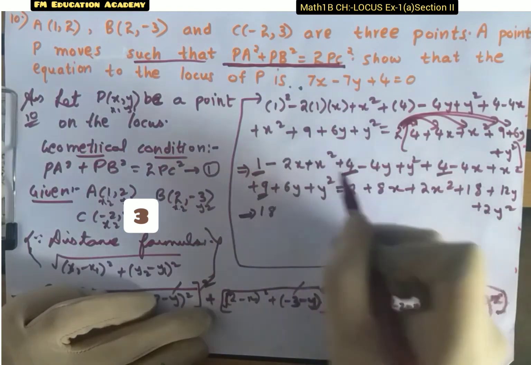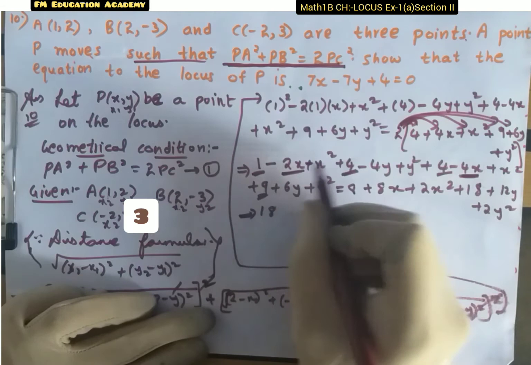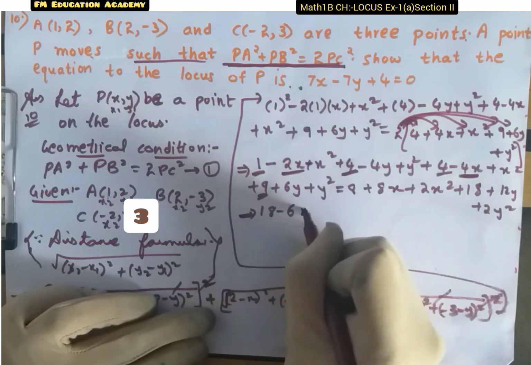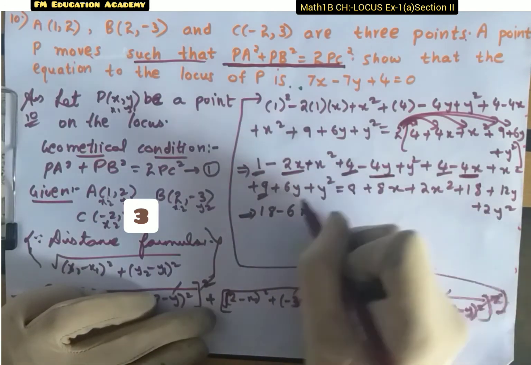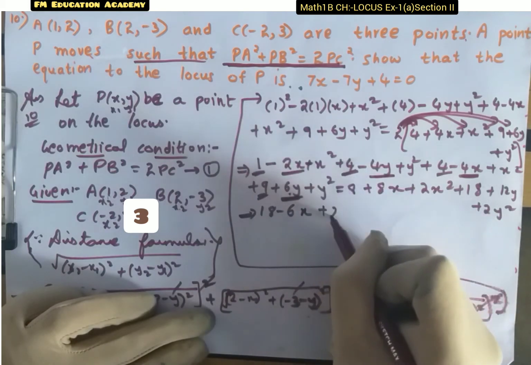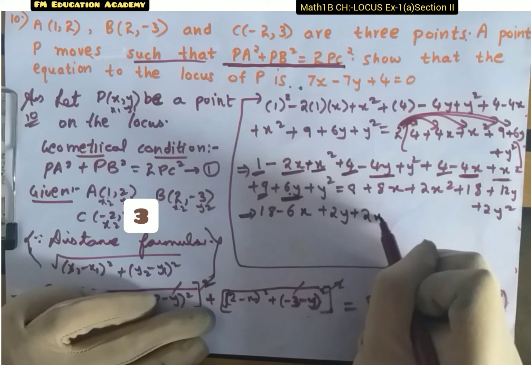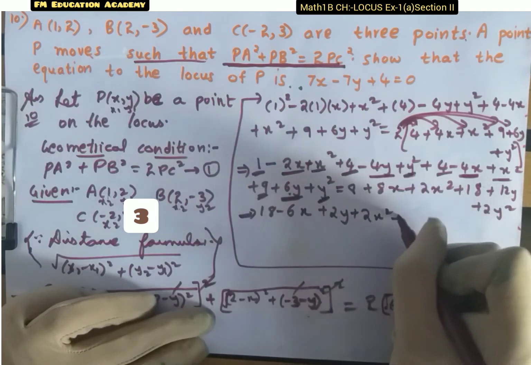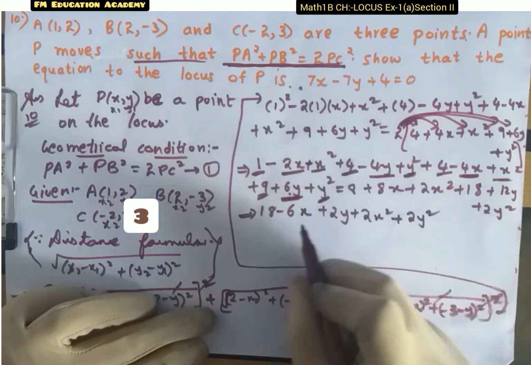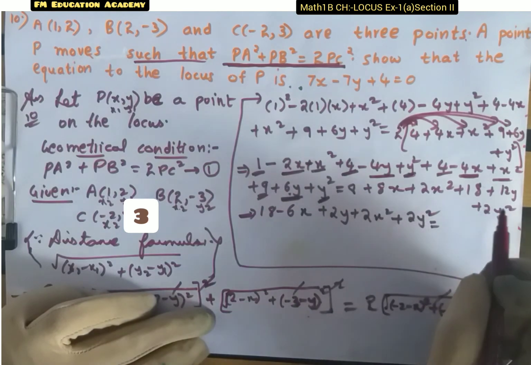What about X terms? Here we have minus 2X, here we have minus 4X. Minus 2X minus 4X will give us minus 6X. What about Y terms? Minus 4Y plus 6Y. 6 minus 4 is 2, so 2Y. And X square are 2 terms. X square plus X square is 2X square. Y square plus Y square is 2Y square. Okay, we wrote everything on LHS. Now let us see RHS.